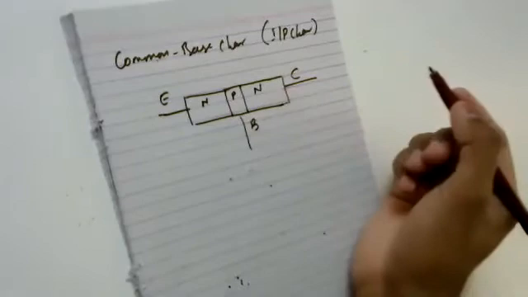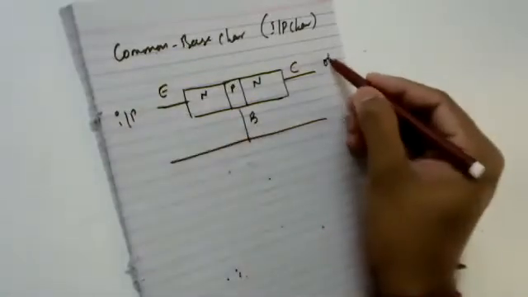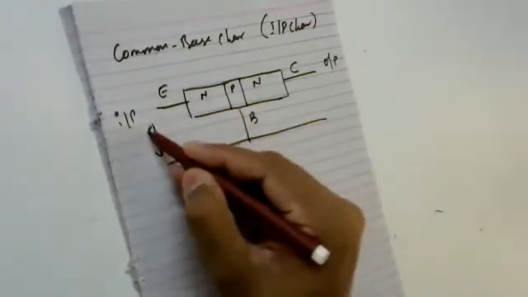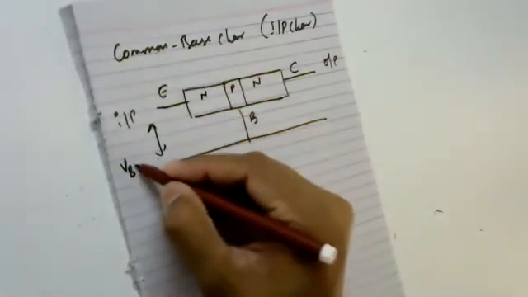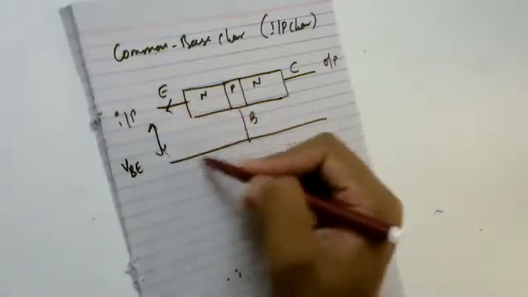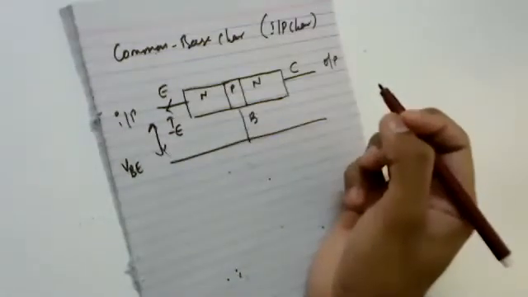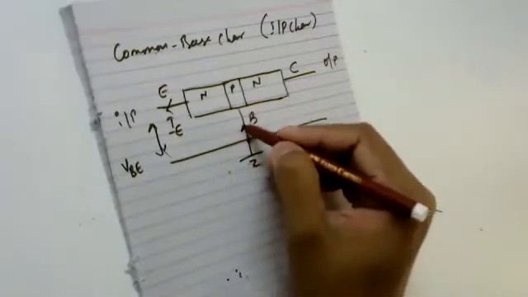Since it's an NPN transistor, and we are using common base, the base is common to both my input port as well as my output port. The voltage seen on the input side is VBE, and the current which flows into this input loop is the current IE.